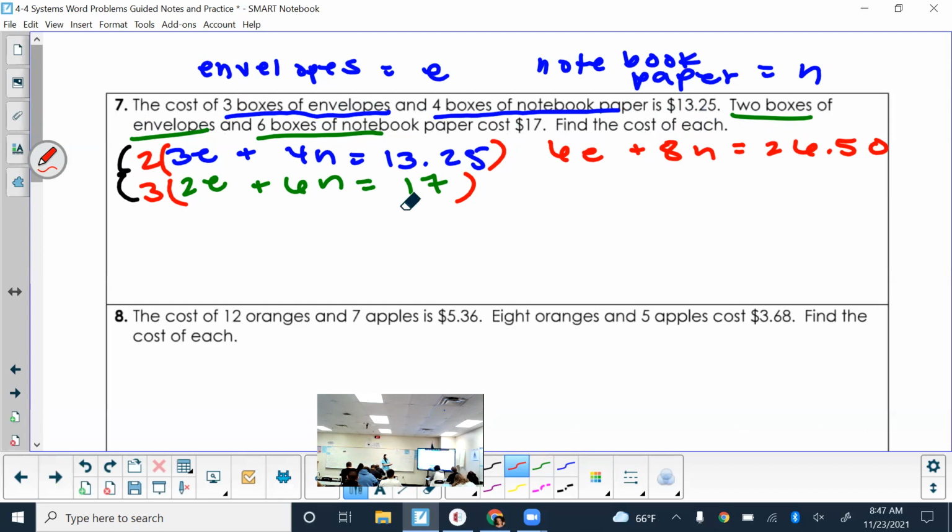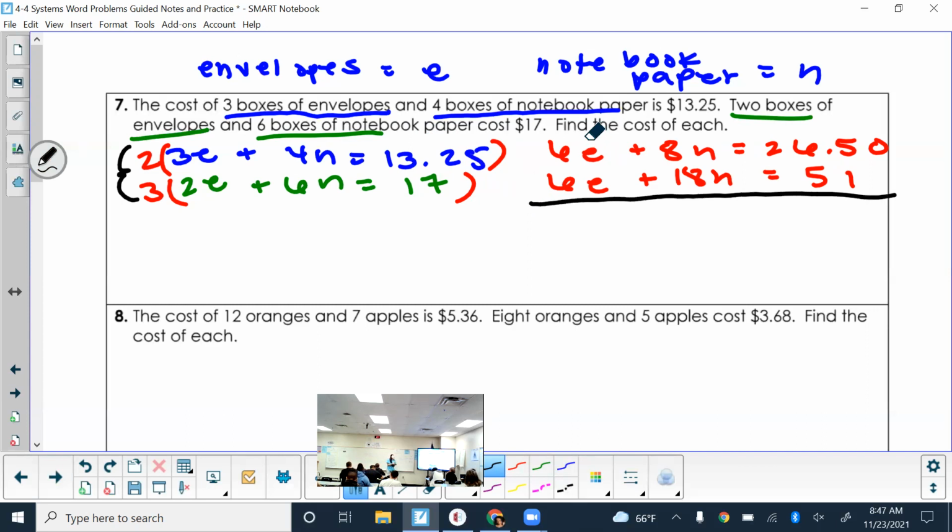All right, over here, multiply 3 by the whole equation. So 3 times 2e is, good. 3 times 6n. And 3 times 17. Someone verify that. Okay, great. Now look at your new systems over here in red. Would adding or subtracting eliminate the e?